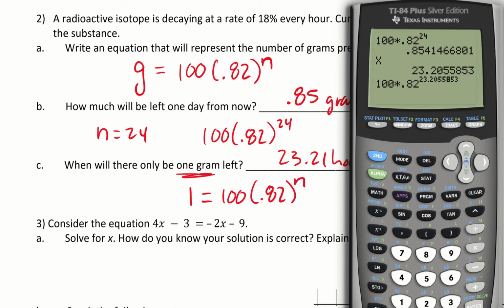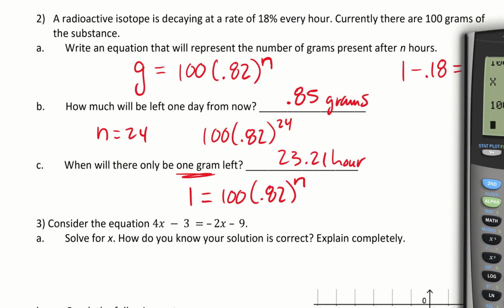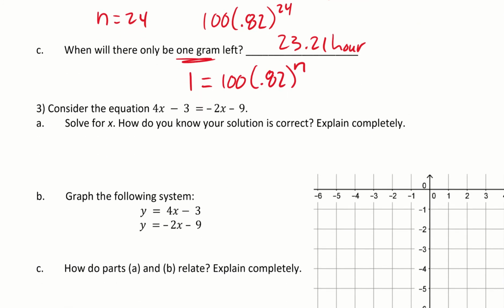So now you can see I'm evaluating this expression, 100 times 0.82, to this particular power of x. And when I do that, I should get something very close to 1. And I would say that that's very close to 1. So at around 23 hours, and some number of minutes, it's going to be about 1 gram of it left. All right, so that's it for question number 2. Let's move on to question 3. And it's kind of related in a way.